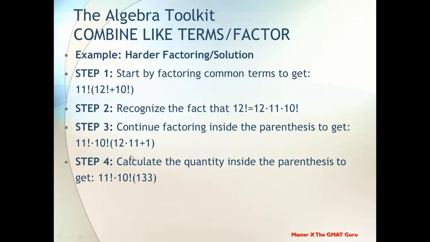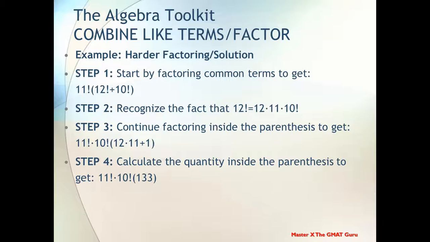Now, next step, step number 4. Now calculate the quantity inside the parentheses, alright, to get the number. So that'll give you 11 factorial times 10 factorial times 133. Now, remember, you don't have a calculator in GMAT. You don't have to do that by actually doing the multiplication by hand in your scratch paper that they're going to give you, 12 times 11 plus 1. Just remember, what's 11 squared? 11 times 11 is 121, which means that 12 times 11 should be just 121 plus 11, another 11, the 12th 11, right? So 121 plus 11 just gives you 132 plus 1, 133. That's the way you have to start thinking and doing math calculations in GMAT.